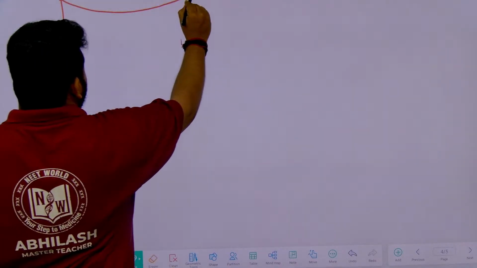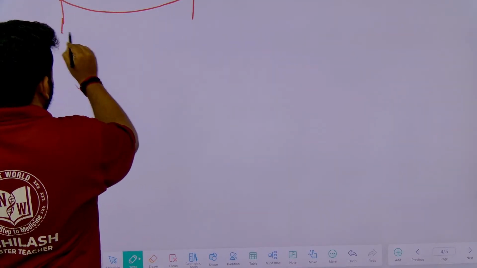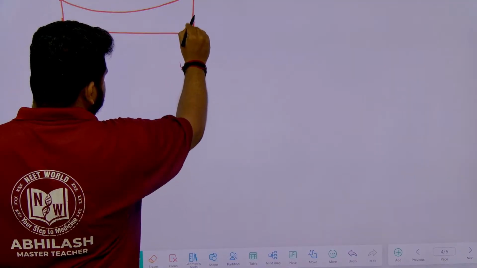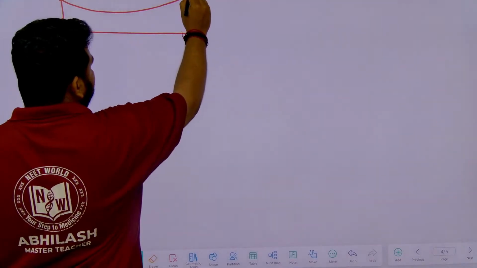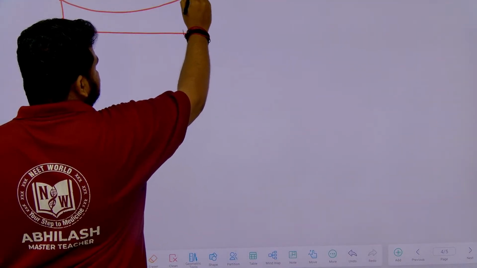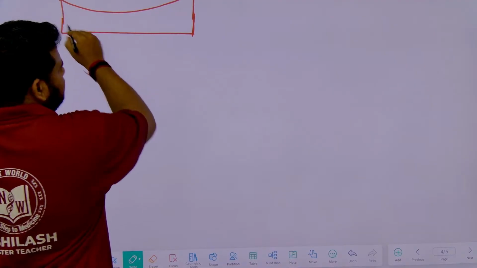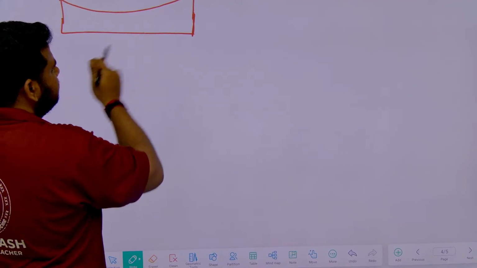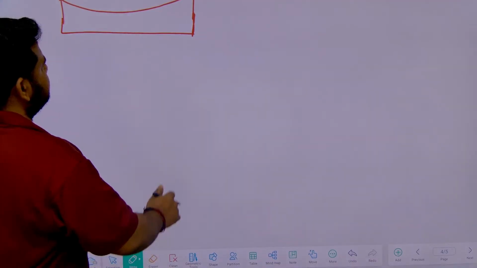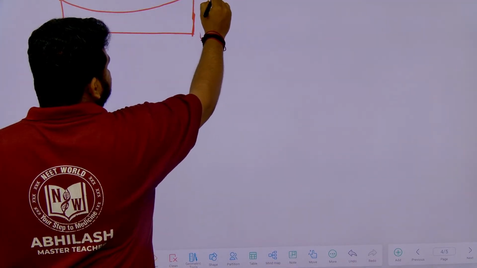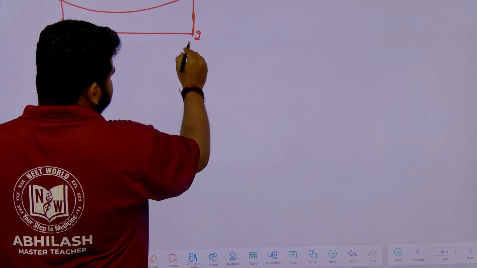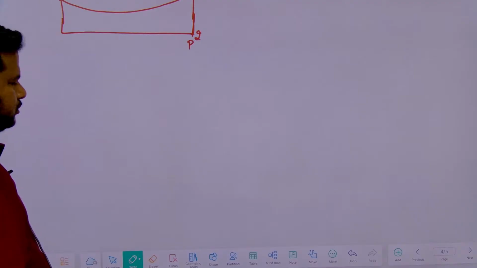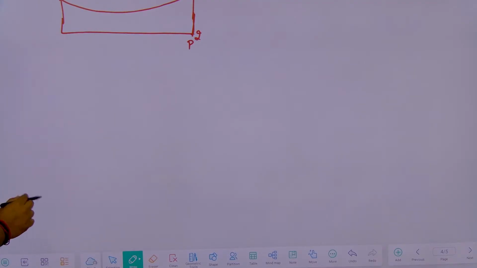It's not related to differentiation, but still some basics of graphs you should know. If we talk about graphs, see here. Suppose there is a body here, this is a ball, and this is the surface, up down surface. Now at time t equal to 0, let this position be 2.